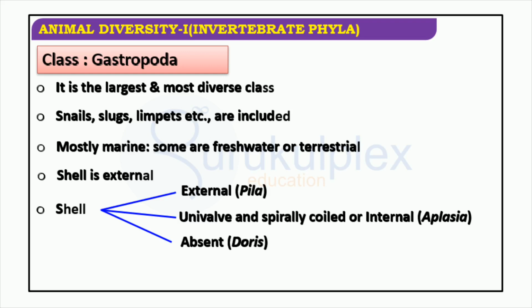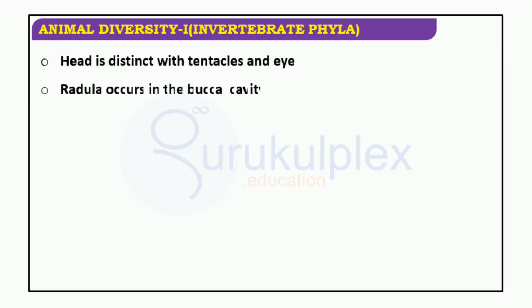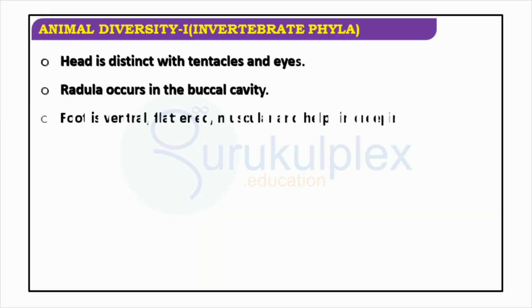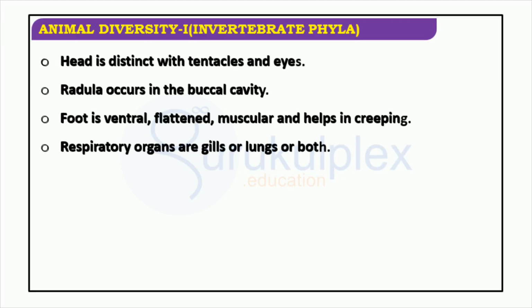Mostly found in marine environments, some species are also found in fresh water and on land. We can observe that gastropods have a distinct head with tentacles and eyes, a radula in the buccal cavity, a ventral, flattened and muscular foot which helps in creeping, and can possess either gills or lungs or both as respiratory organs.